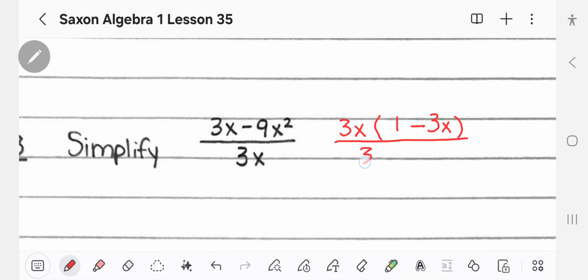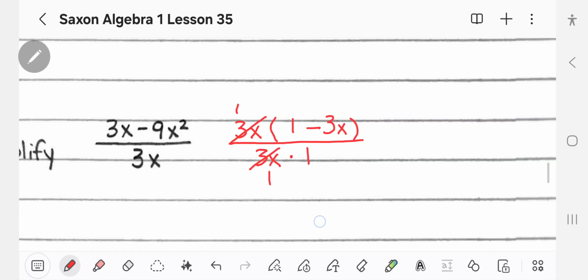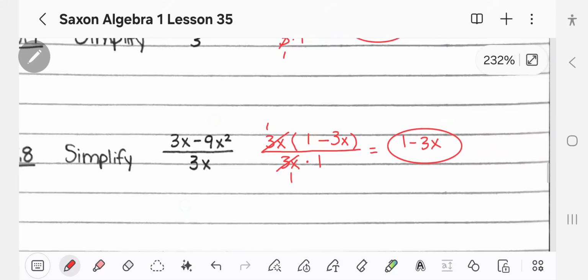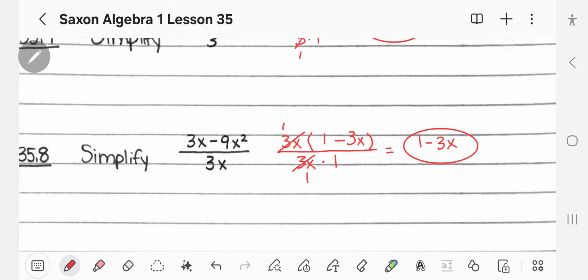And in the denominator, I have 3x. And if you'd like to think of it this way, so it looks like a multiplication, right? 3x times 1. Now, 3x and 3x, common factors between the numerator and the denominator. So we end up with 1 times 1 minus 3x. So we have just a 1 minus 3x in the numerator, and we have a 1 times 1, which is just 1 in the denominator. So here is your simplified form for 8.